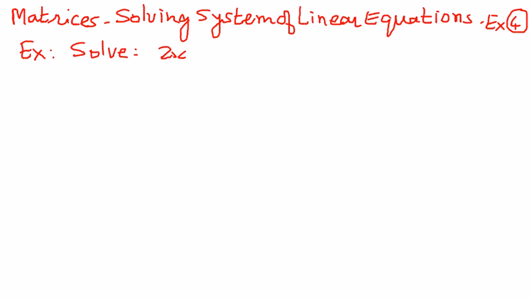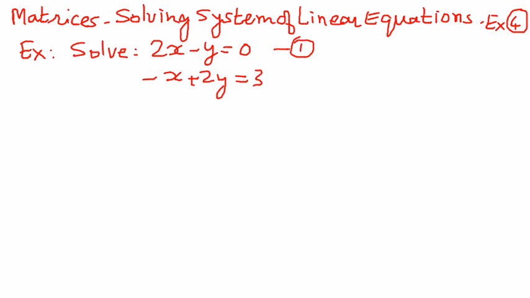2x minus y. Let's say we have 2x minus y is equal to 0, and then negative x plus 2y is equal to 3. Let's call this equation number 1. Let's call this equation number 2.